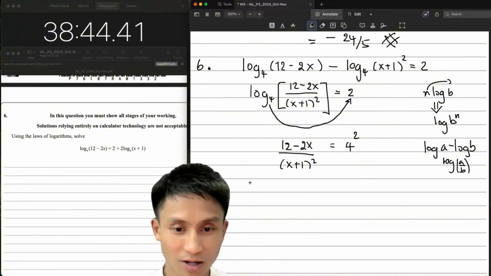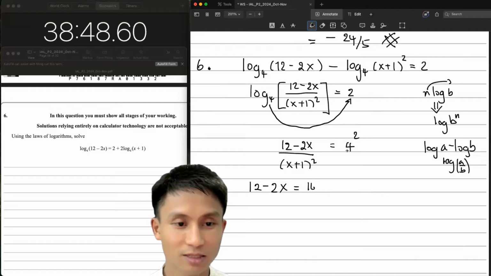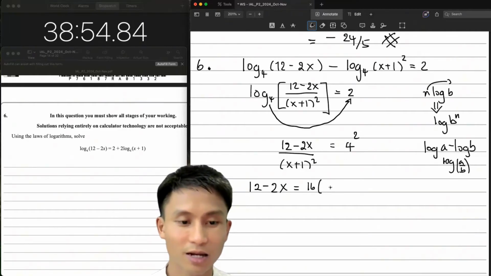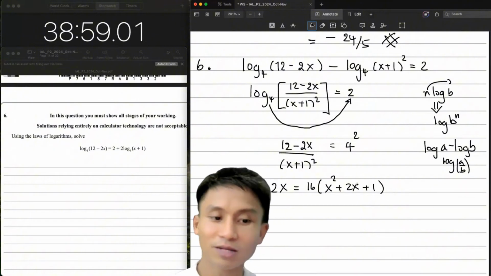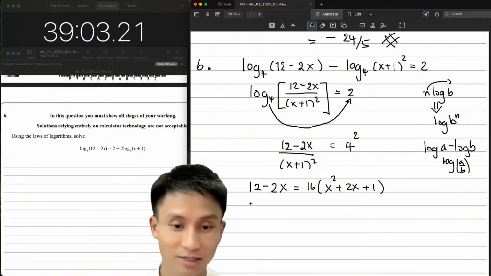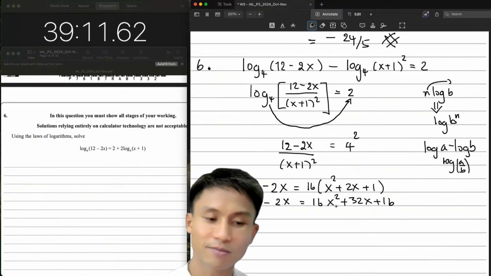Okay? So I'm going to expand that. 12 minus 2x equals, this is 16 now, 4 to the 2. And expanding this already while being multiplied up there, I get x squared plus 2x plus 1. Again, if you know the complete square formula, after the expansion, it would be faster like this. And expanding that all out, I get that, just following along, guys.